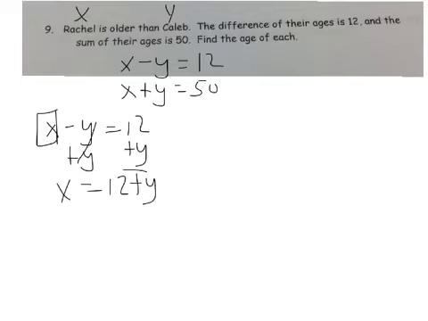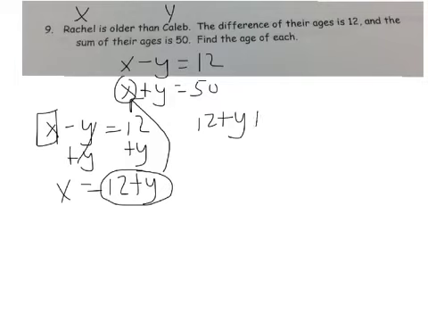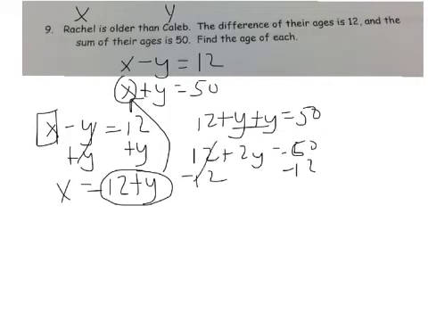So I get x equals 12 plus y, and I'm going to take that, and I'm going to plug it in right there. So I'm going to swap circles there. So this will be 12 plus y, because I already had a plus y, equals 50. That's 12 plus 2y equals 50. Minus 12, 2y equals 38. When it's beside it, I divide it, and y equals 19.